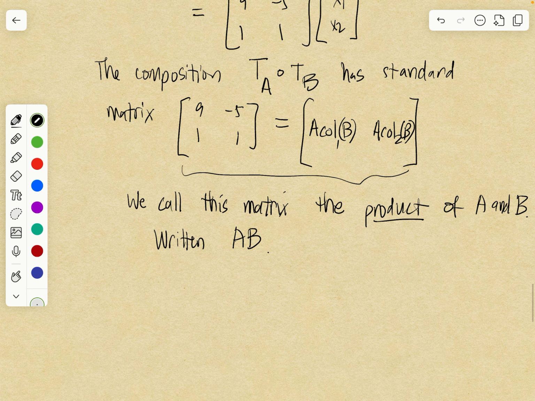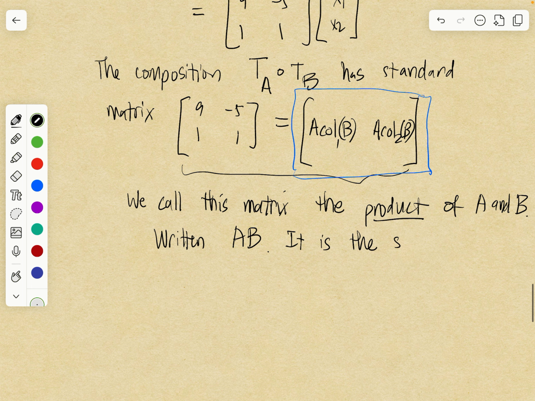Okay? So in general, well, let's just write this in. So AB is this matrix that you get by taking the first column to be A times the first column of B, and the second column is A times the second column of B. And this is the standard matrix of T sub A composed with T sub B.